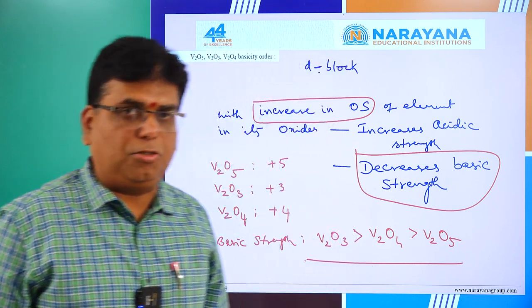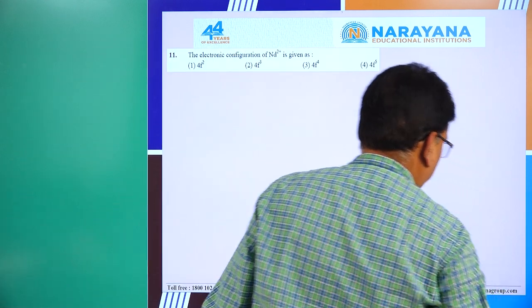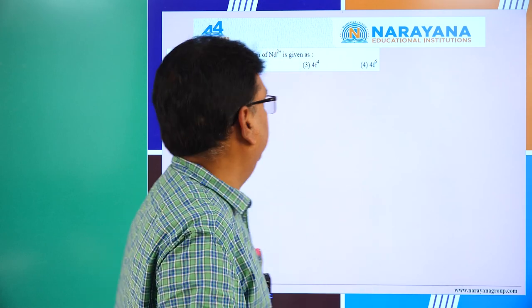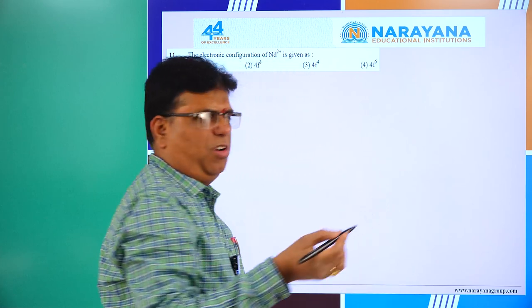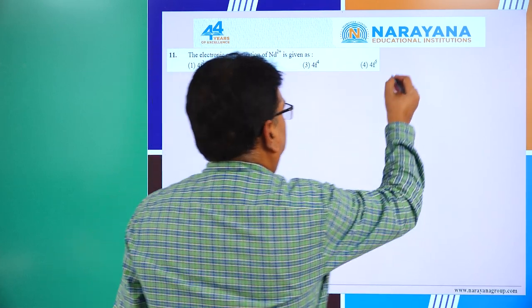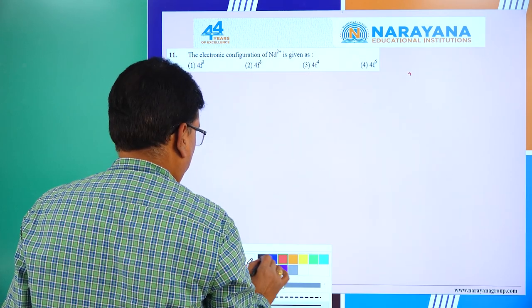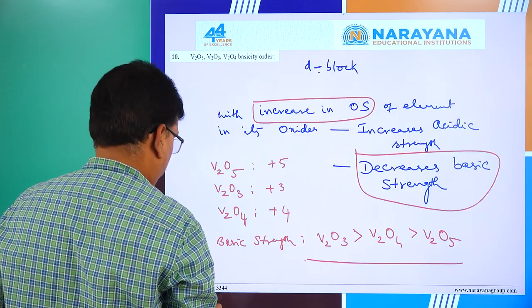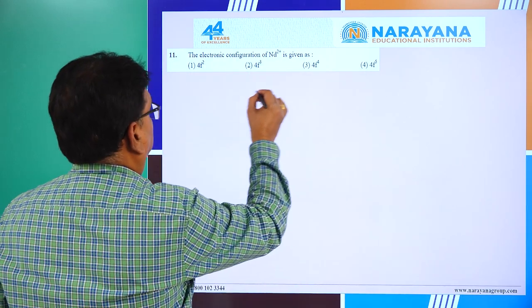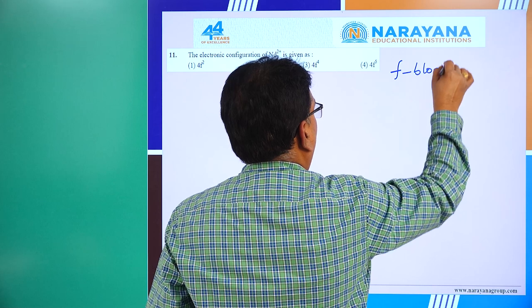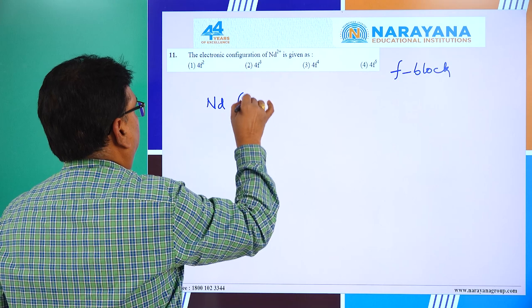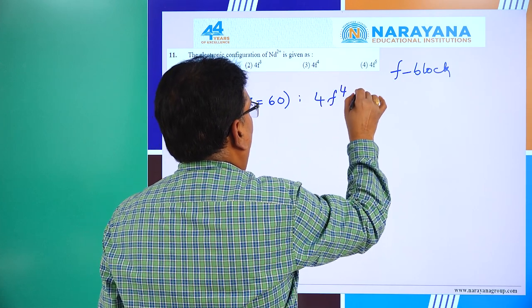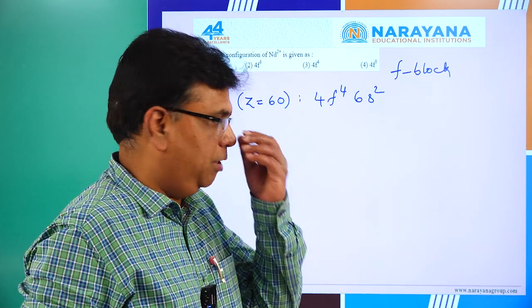So, 10 questions are over. Now, let us go to question number 11. The electronic configuration of neodymium in its plus 2 state. This is a general question, we can take it in any chapter. Sorry, it is F block. Neodymium, atomic number 60, has the valence configuration of 4f4 6s2.